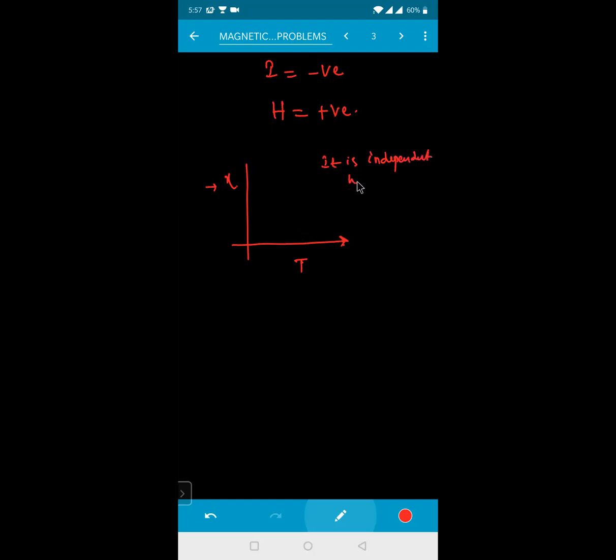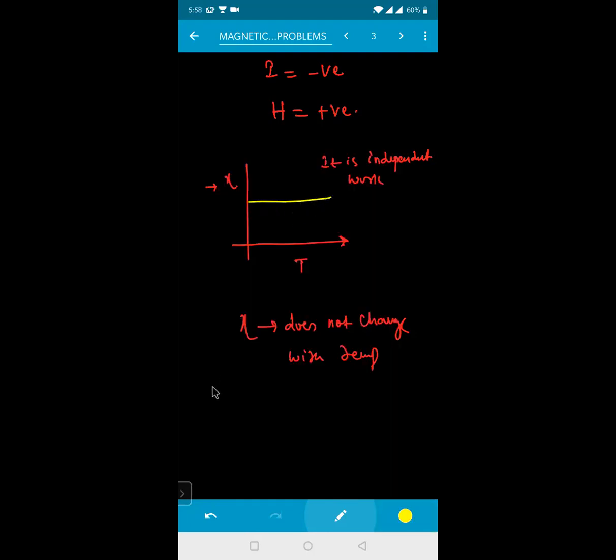See, I'm drawing a graph for that one. Tomorrow he may ask you the graph for that one. When it is independent, it means susceptibility does not change with temperature. So it will be a straight line parallel to the x-axis. That will be your axis like this.